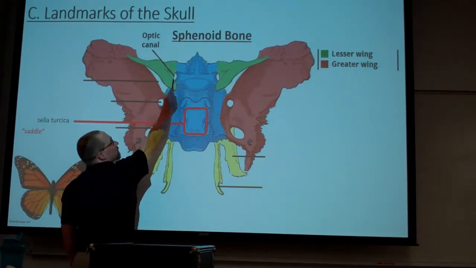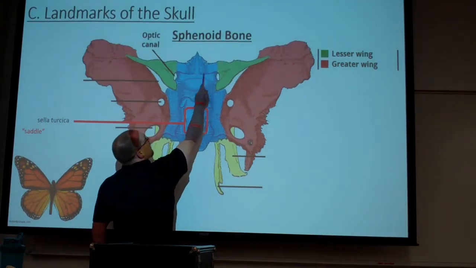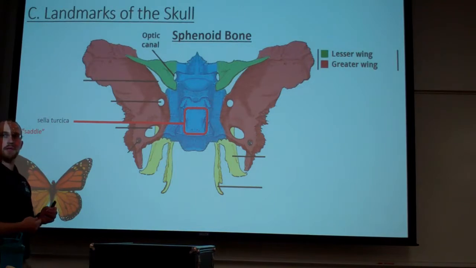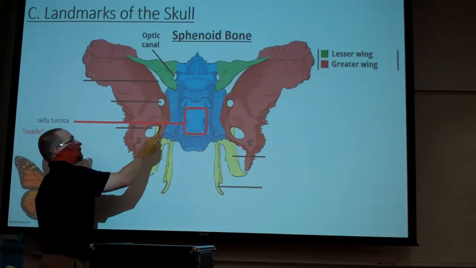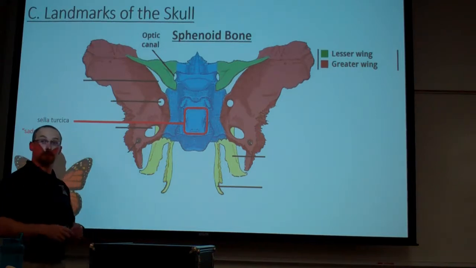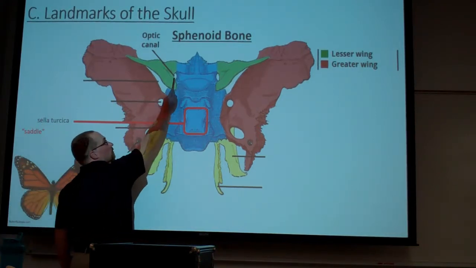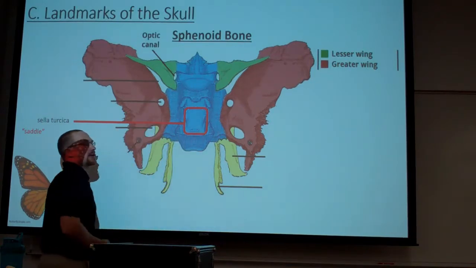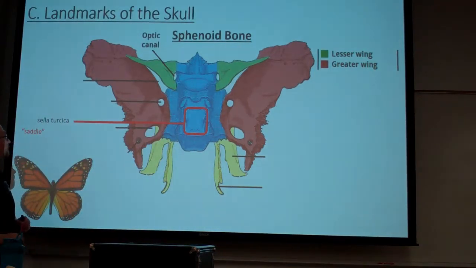This right here and here, that's going to be your optic canal, or you could write down optic foramen. Doesn't matter to me which one. But this is where your optic nerve passes through to get to your eyeball. Remember, foramen means hole. Optic foramen or optic canal. Either way.